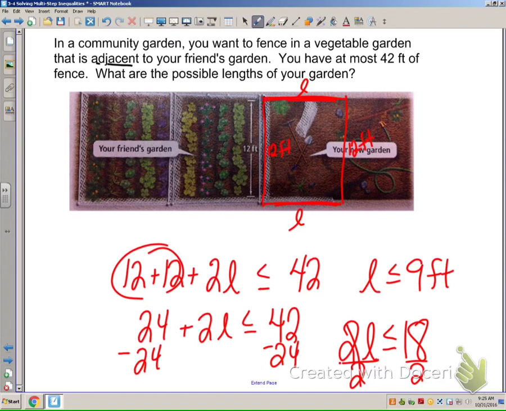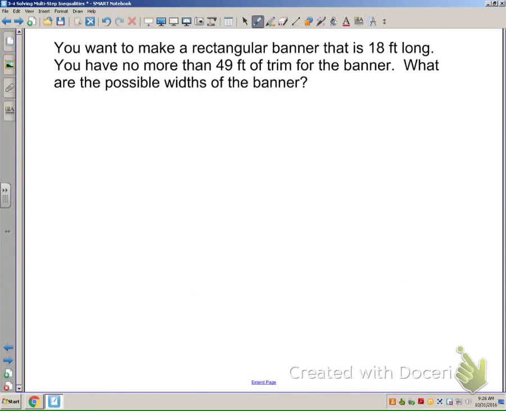Let's double check myself and see if I did this right. So 12 and 12 is 24. 24 plus 18. 8 and 4 is 12. So yes, 42 feet of fencing. So that means that we could make it be 9 feet wide, or let's say we decide we don't want a garden that big. We don't have to make it that big. That's just the biggest that we could make it with the amount of fencing that we had.